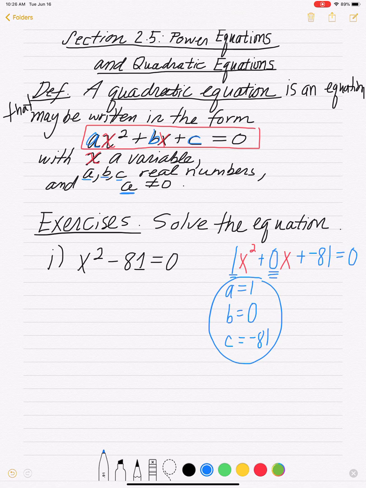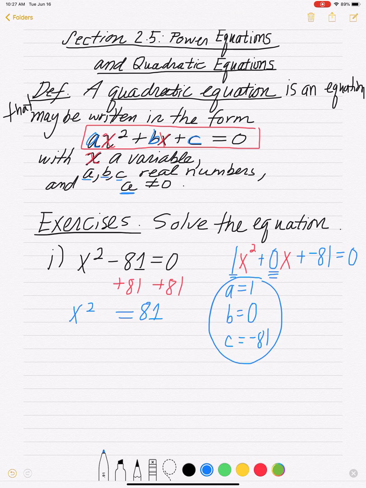So how would you solve this? Well, this is practically a power equation as well, right? We just did power equations in the previous video, so if you wanted to solve this, the easy way is just add 81 to both sides. So you get it in power equation form. You get x squared, negative 81 and 81 cancel, equals 0 plus 81, 81. So x squared equals 81.